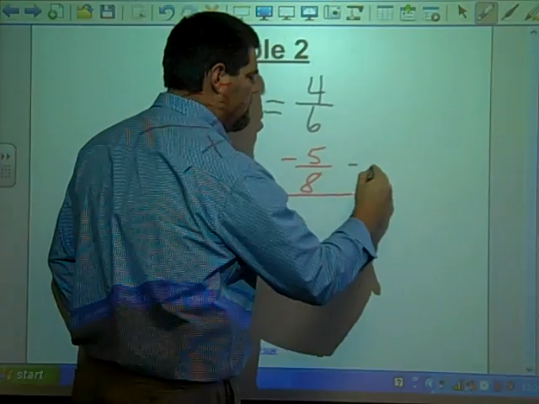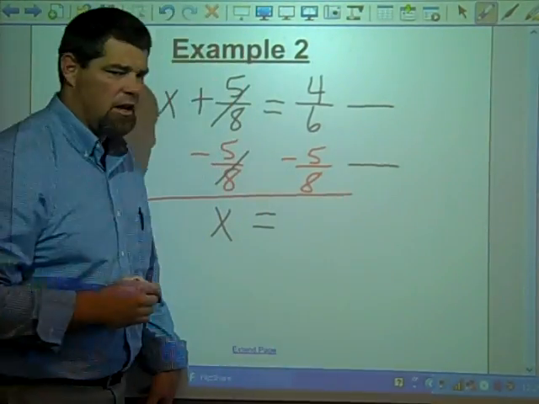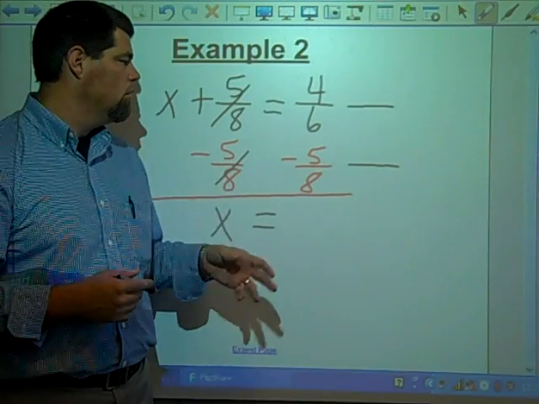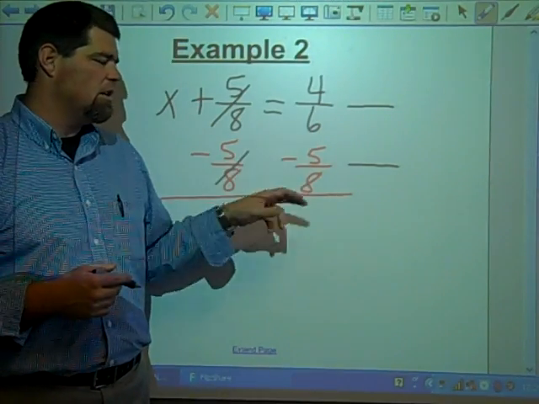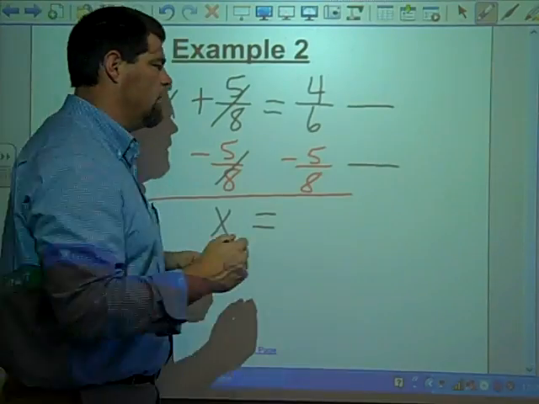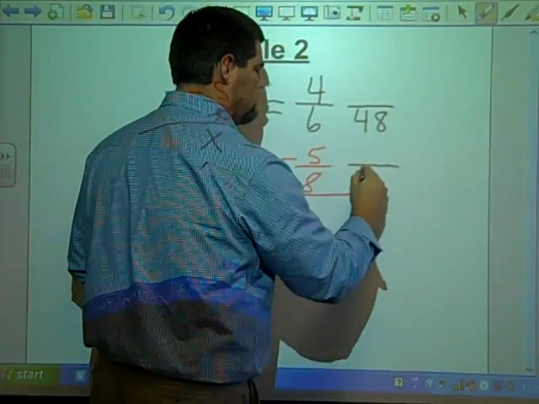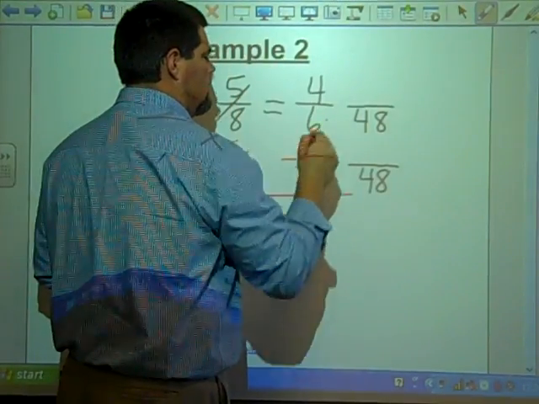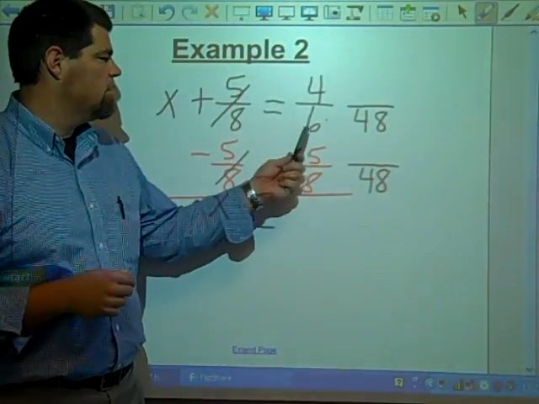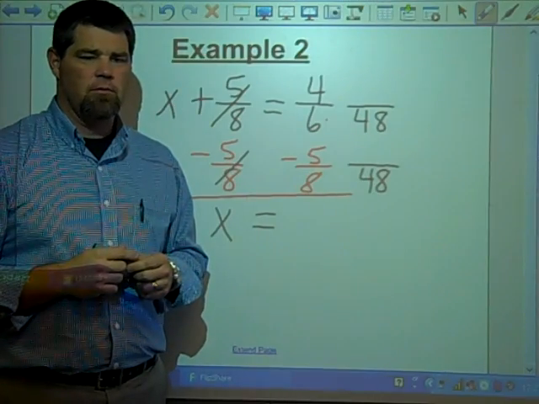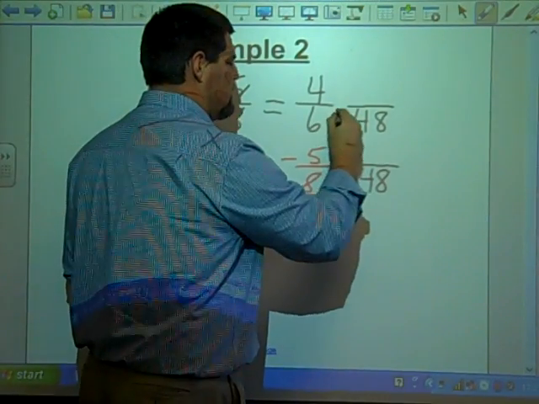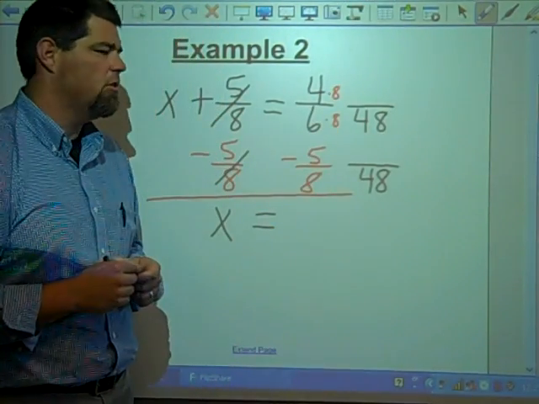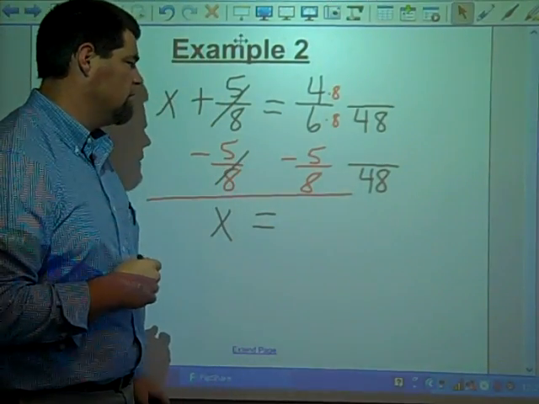And here again, my denominators are different, so I've got to find a common denominator. I can use LCM, or I can multiply the denominators. 6 times 8 gives me 48. Now, to find my numerator, I'm going to say 6 times what gives me 48? 8. If I multiply the 8 to the bottom number, I'm also going to multiply the 8 to the top number, the numerator. So 8 times 4 is?